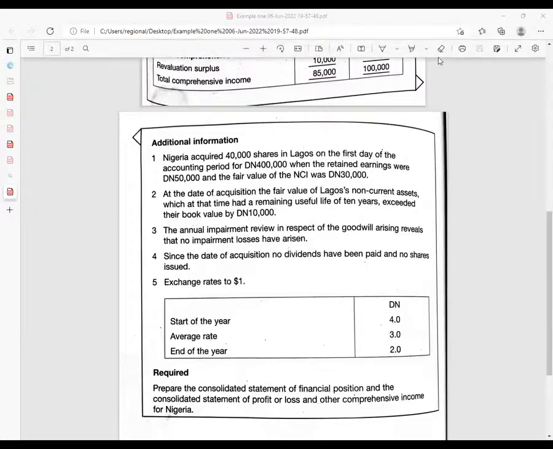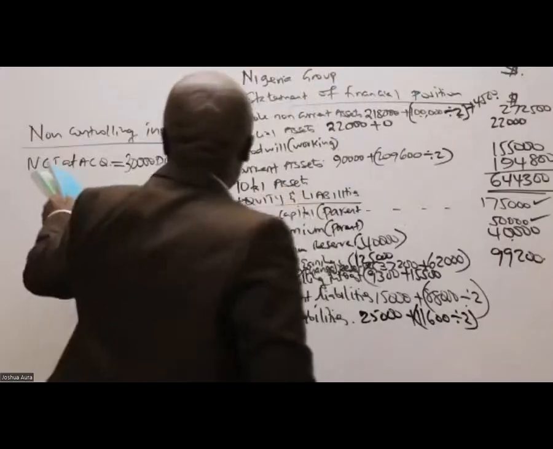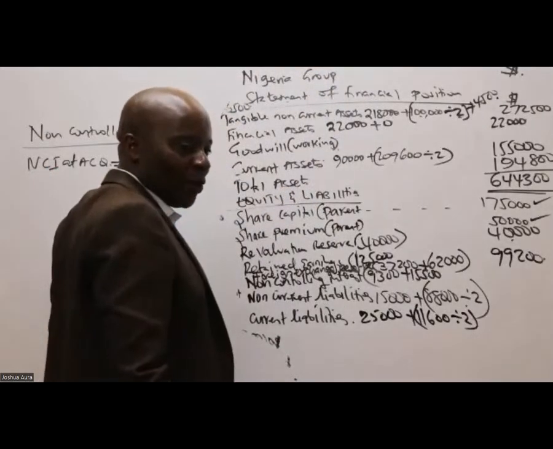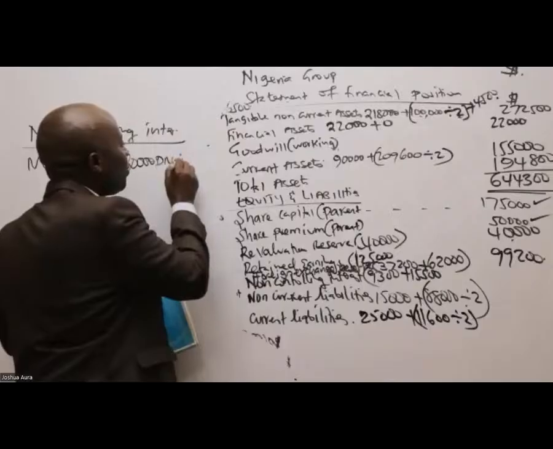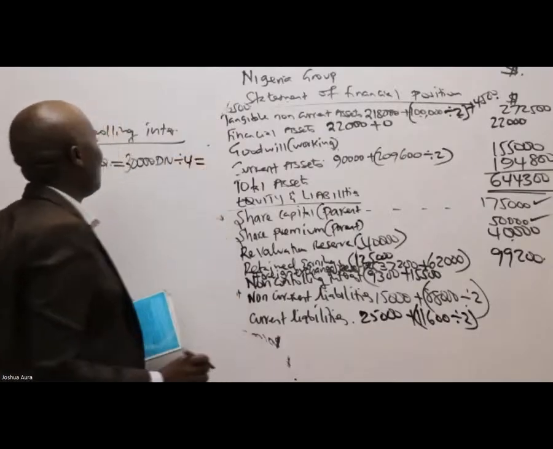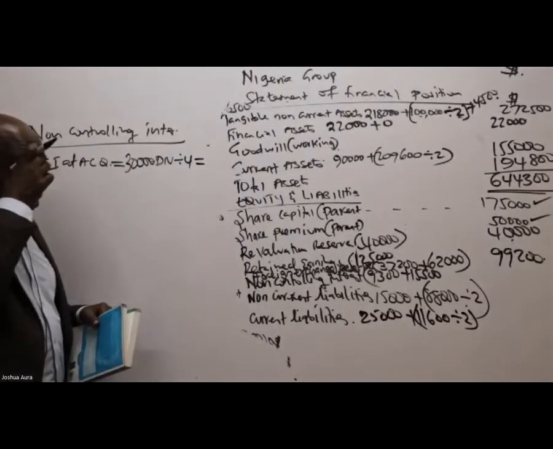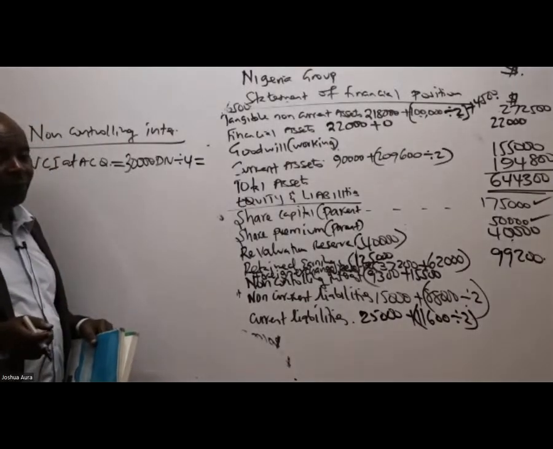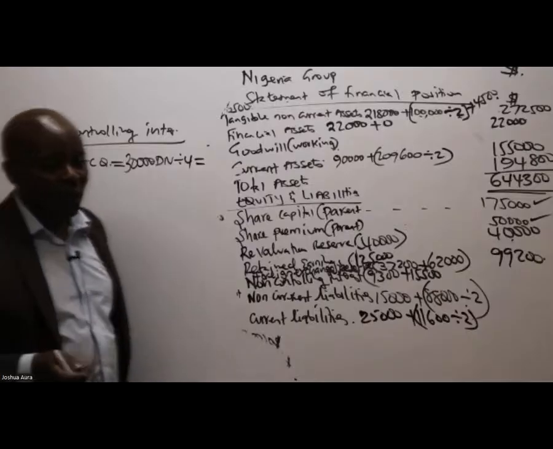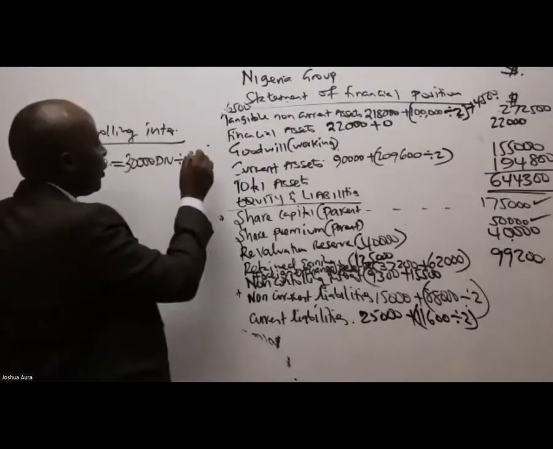Why am I saying that? Because you can see here we are saying NCI at acquisition, at 4. So divide this with 4. Could you kindly give me this figure? Yes, right, 7,500. Thank you very much.